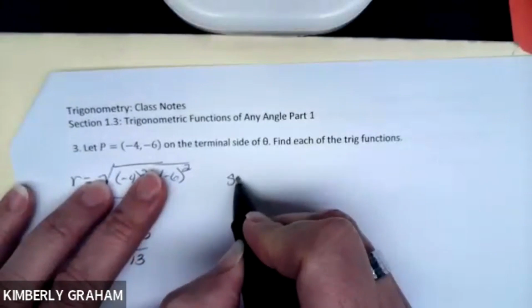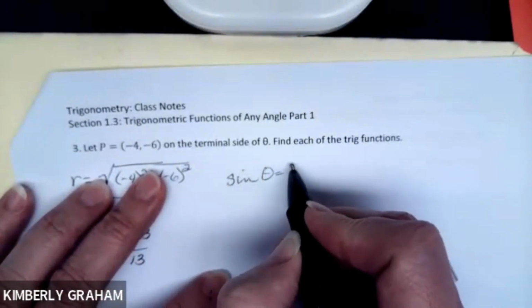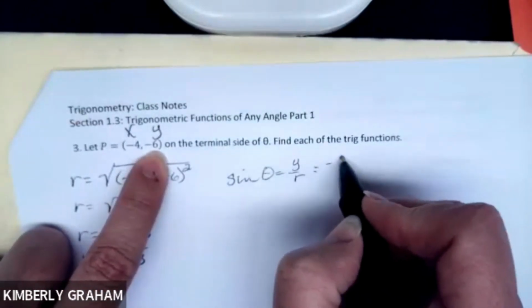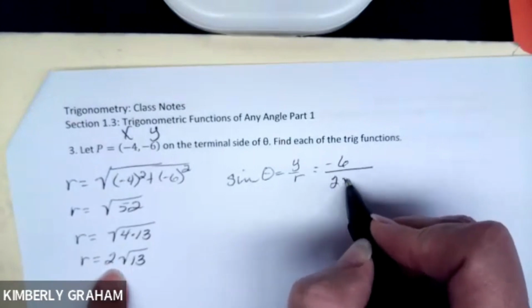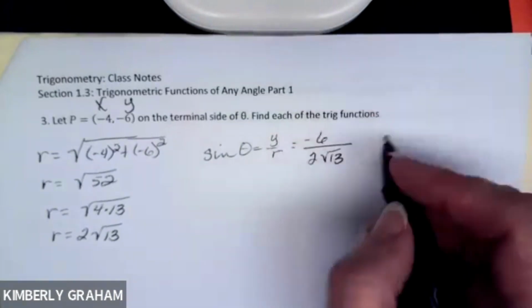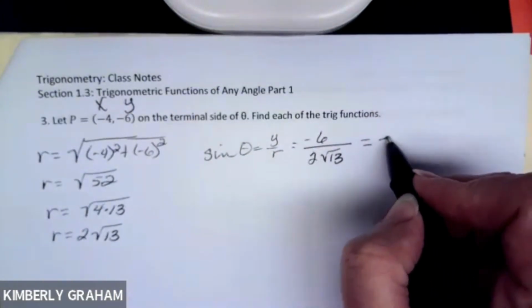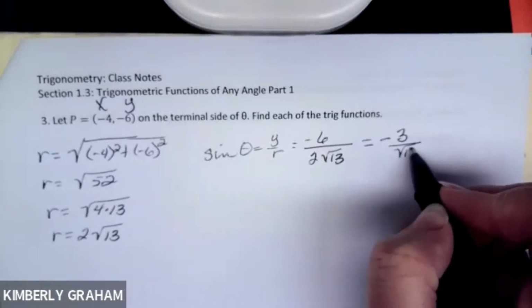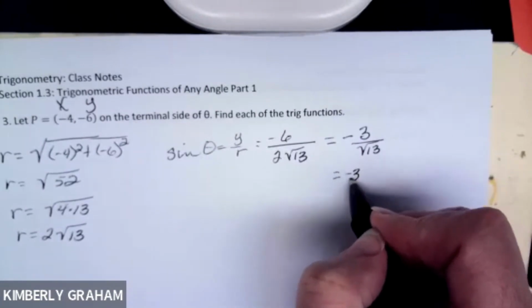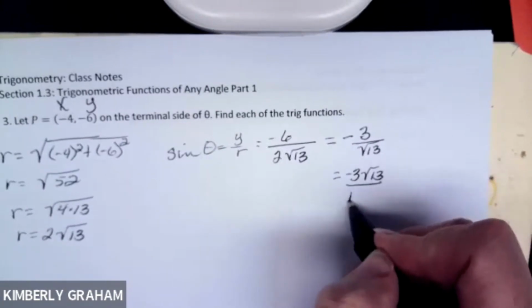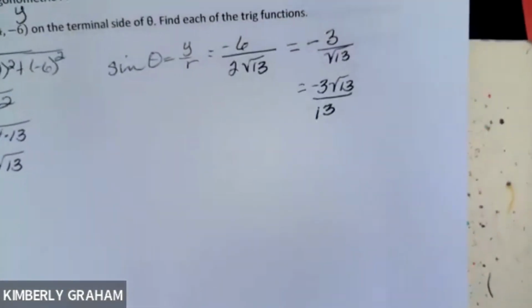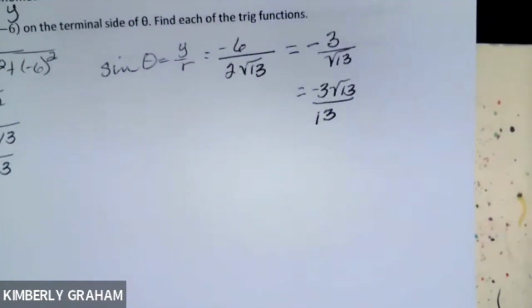Okay, so sine theta is y over r. And so this is x and this is y. So y is -6 over r, 2 times the square root of 13. I'm going to simplify this part here. -6 divided by 2, that's going to give me -3 over the square root of 13. Rationalize my denominator. I get -3 times the square root of 13 over 13. Any questions with figuring out sine?